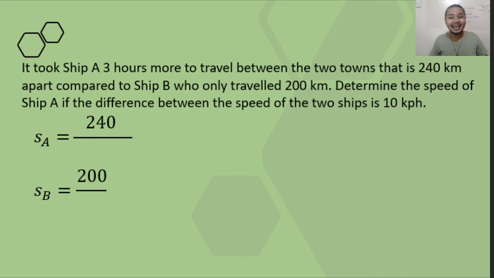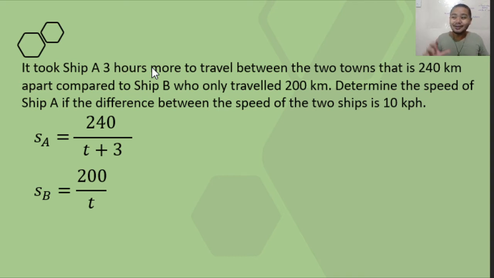Ngayon, doon naman tayo sa time. Focus tayo dito. Ang sabi, it took ship A 3 hours more to travel. So, ibig sabihin, alam ba natin yung time ni B? Hindi, di ba? Alam ba natin yung time ni A? Hindi rin. Pero, ang alam natin dito is yung time ni A, depende yan doon sa time ni B. So, in that case, we can denote yung time ni B as t and yung time ni A as t plus 3. Okay? t plus 3 kasi nga sabi nga, 3 hours more.